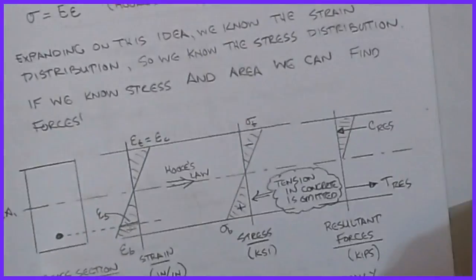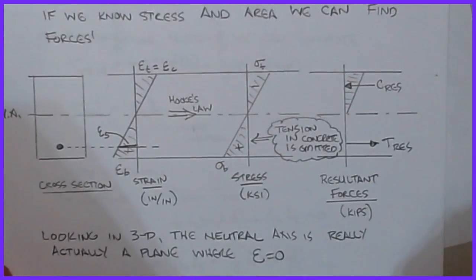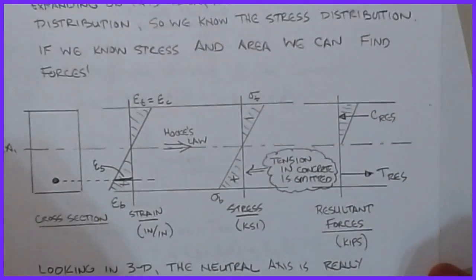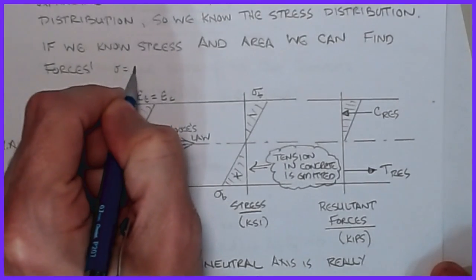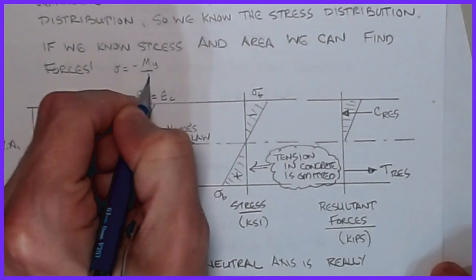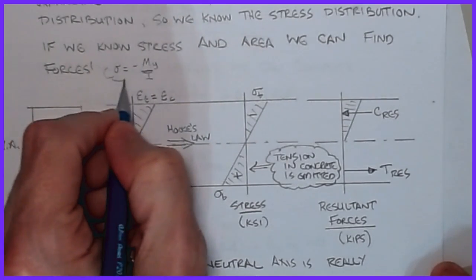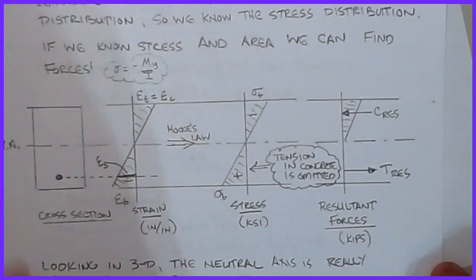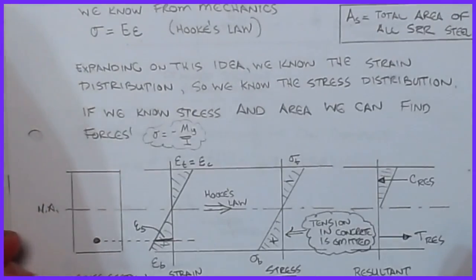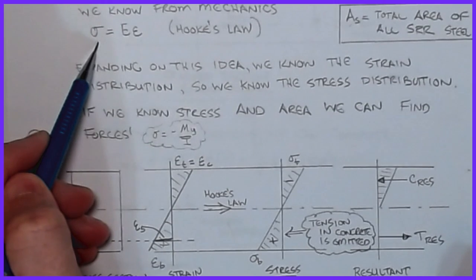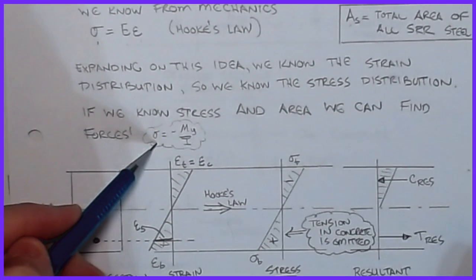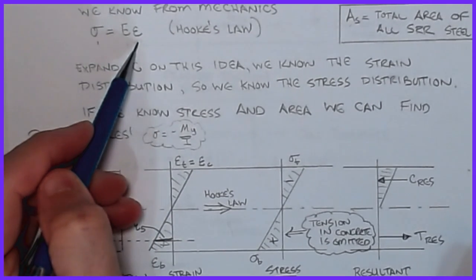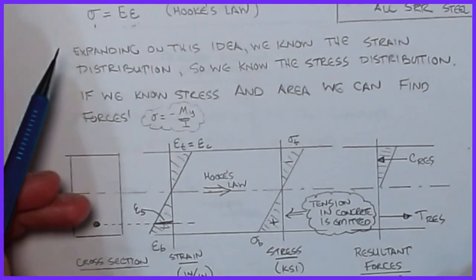All right, so here's what's going to happen. For any given section subject to flexure, you can recall that we said that stress is equal to minus My over I. That's our equation for stress. And if we know that Hooke's law, as we declared up here, is the linear relationship between stress and strain, then if I can calculate this as a function of y, I should be able to calculate the strain as a function of y. And that's the basics of what we do.